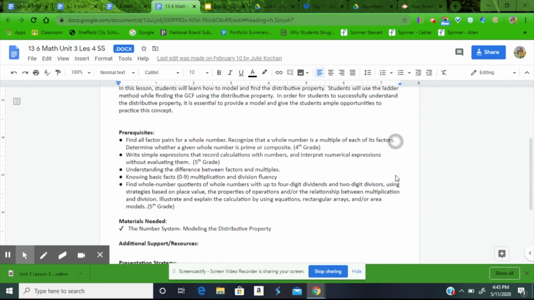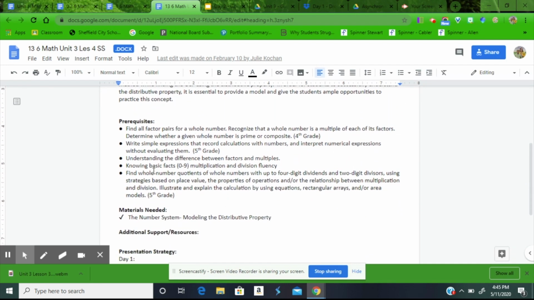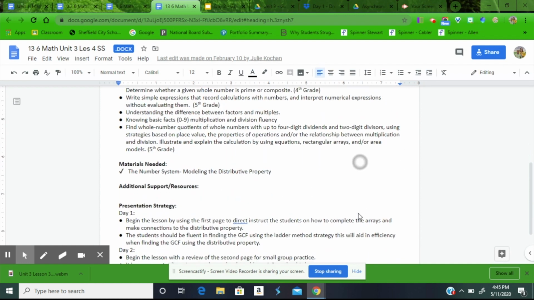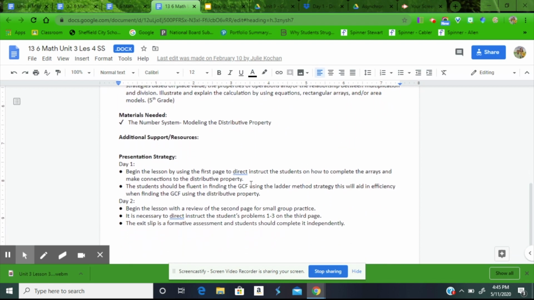And then prerequisites. Make sure you're paying close attention to this. If your kids are lacking in this area, this might be something that you could pull in as a bell ringer or an exit slip. Here you've got the materials needed, and then you've got your presentation strategies.